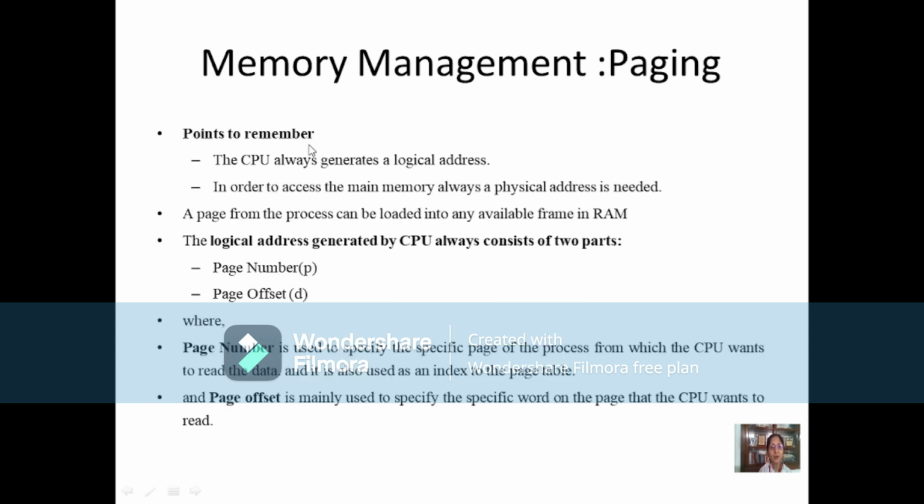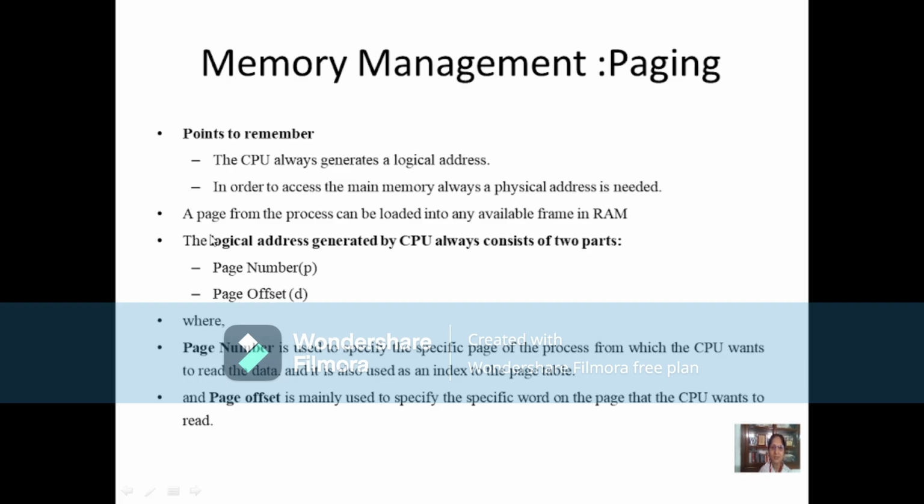What are the important points that we have to remember? Always remember that the CPU generates a logical address, and in order to access the main memory, we always need a physical address. So how is it possible? The CPU generates a logical address, but to access the main memory, we need a physical address. So this logical address will be mapped to the physical address, and only then will we be able to retrieve the data that is stored in the RAM. How is the page loaded? The page can be loaded into any of the available frames in our RAM.